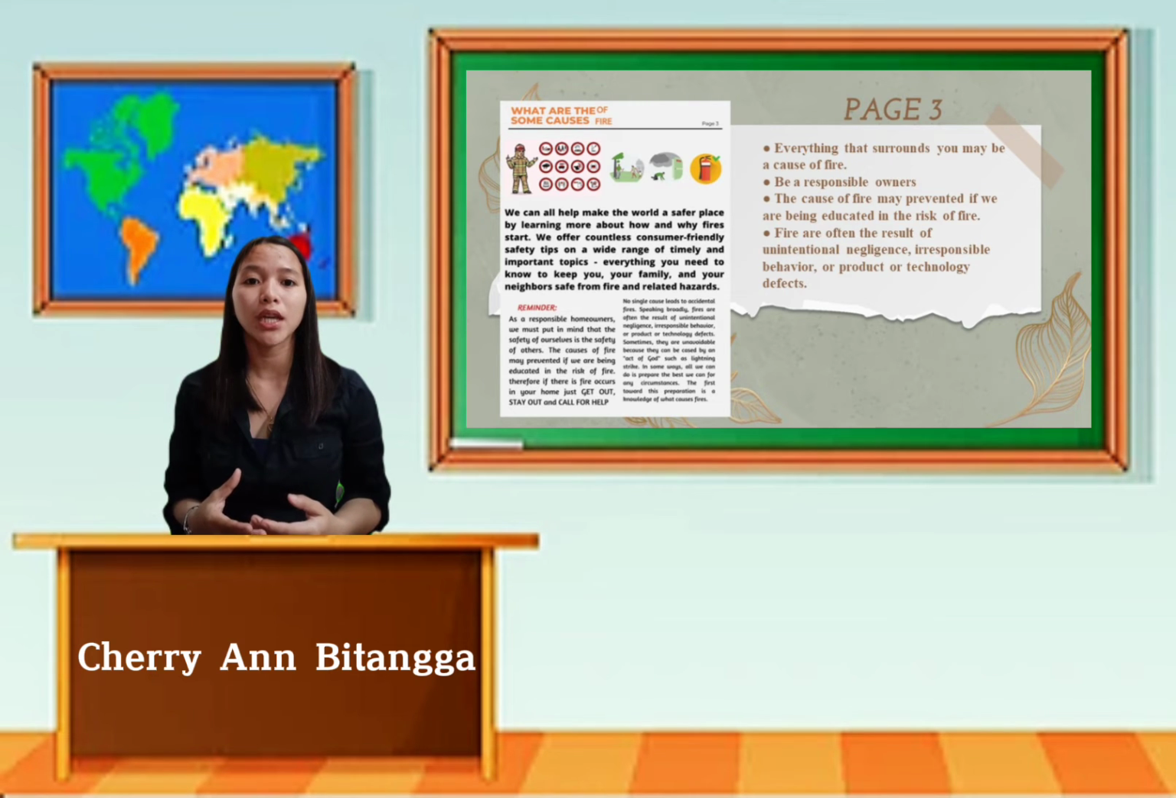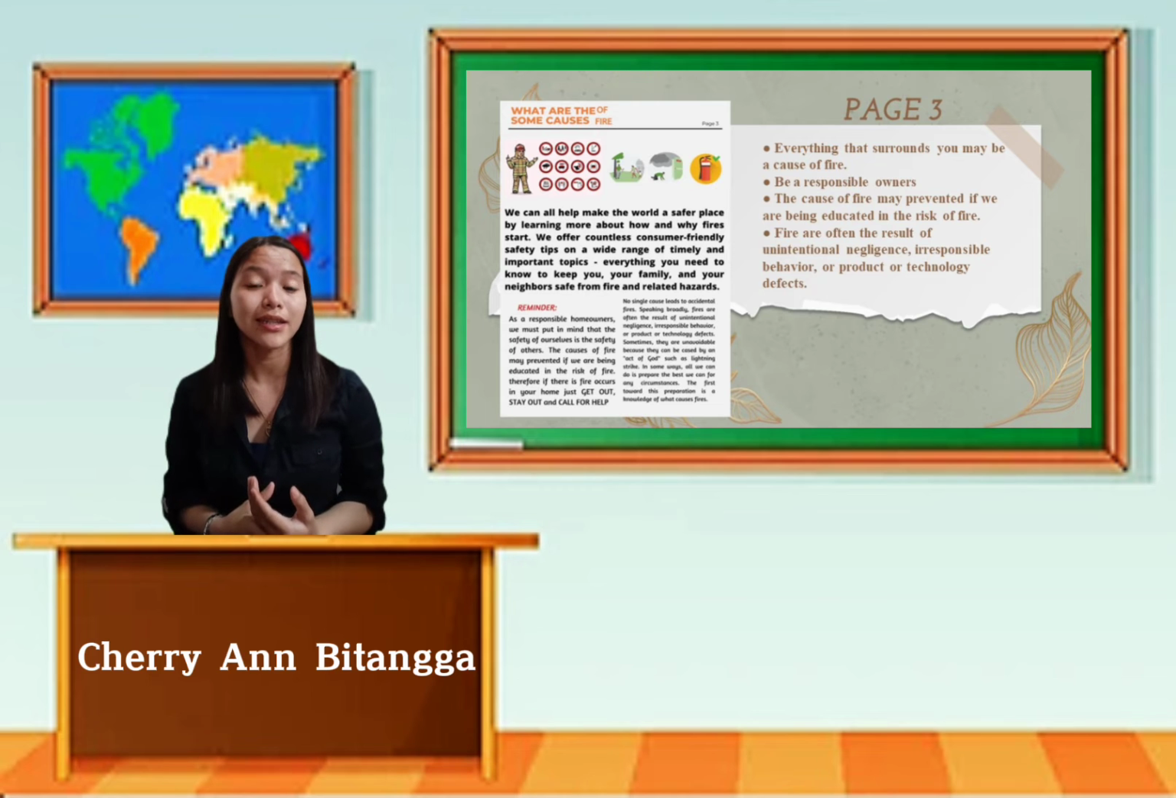The second one is be a responsible owner. We must be responsible for everything that we buy, like an LPG tank or anything that can cause a fire. We should check them for defects to prevent fire. If there is a defect, you can report it to the store where you bought it so that they can replace it with one that has no defect, and so that they will be aware and cannot sell those defective ones again.